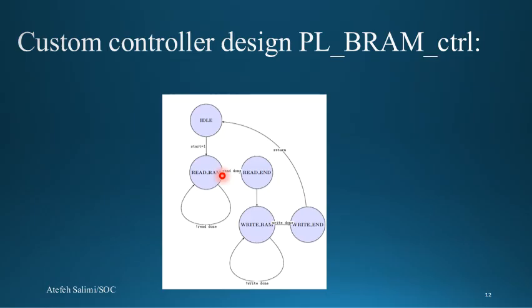the signal called read done is 1, and it will go to the next state, which is read end, and then after this read end state, it will go to the next state, which is write RAM, and then based on write done, which makes another decision, it will go to another state, which is write end, and finally it will return to the first state, which is idle.